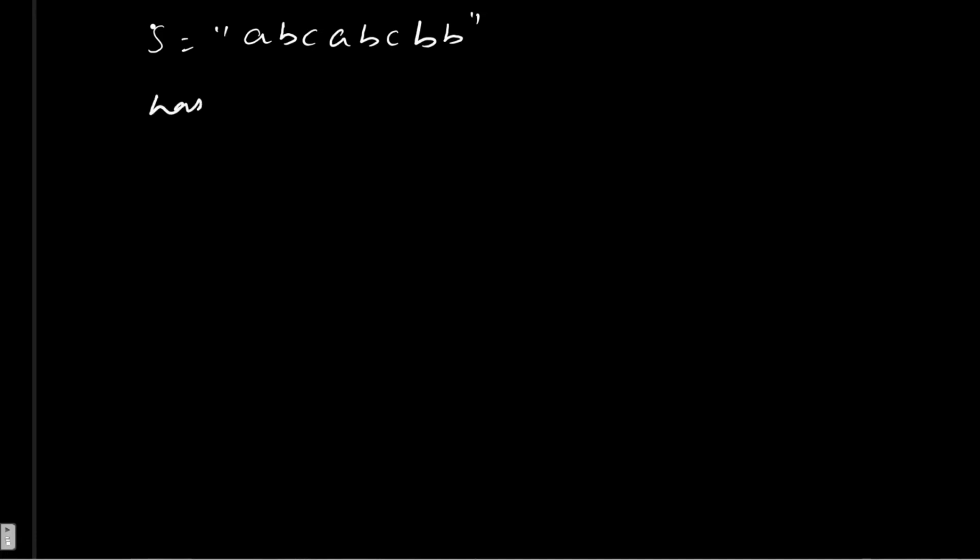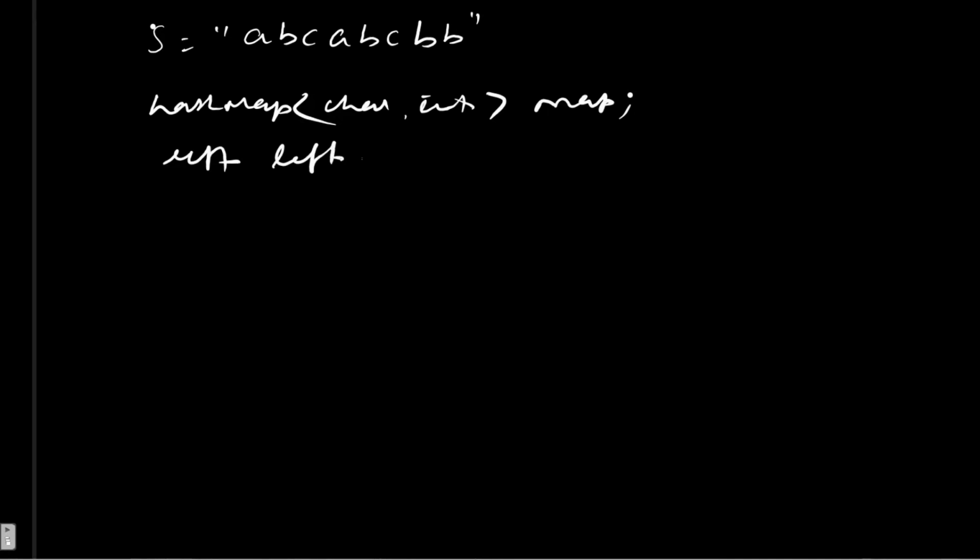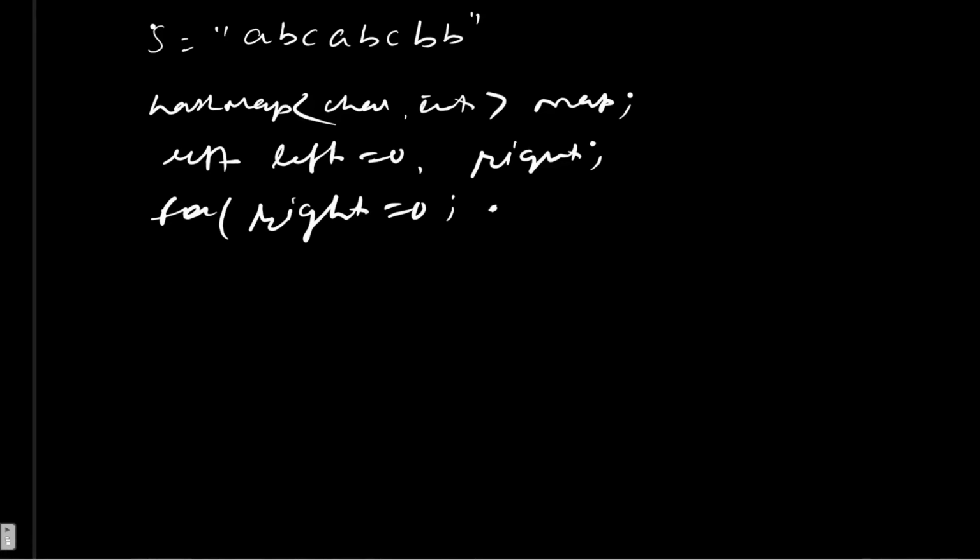We are going to need a hash map of character and integer type, and a left index equal to 0 and a right index. We'll start iterating from right equal to 0 to right lesser than n, and we will move this right index forward. We have to do some work in between this.